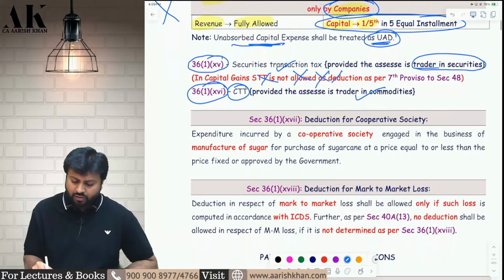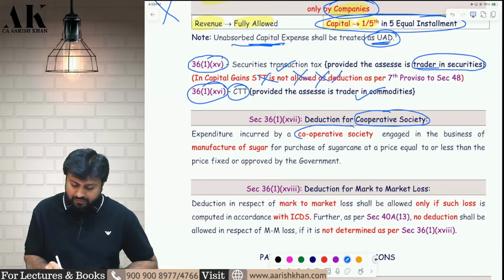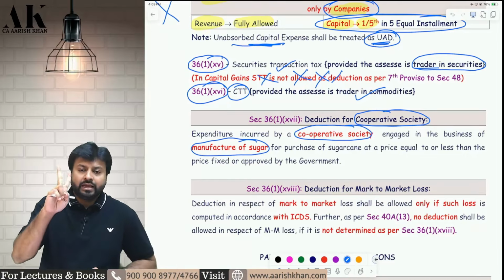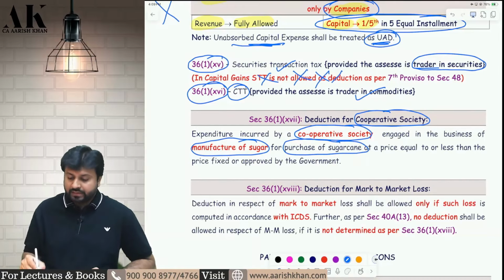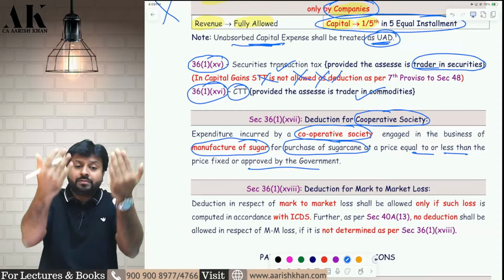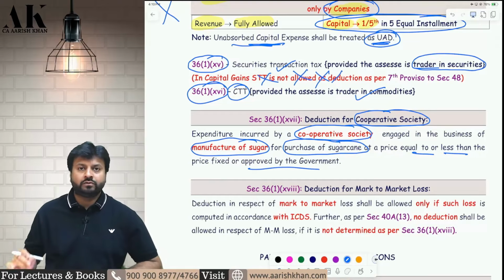Next, what about cooperative society, sir? For cooperative society, there is a separate section that if I am a cooperative society engaged in manufacturing of what? Sugar. I am a cooperative society engaged in manufacturing of sugar, and if I want to purchase sugar cane, then I have to purchase at a price equal to or less than the price fixed by the government. If I purchase at more than the price fixed by the government, then I will not be eligible for the deduction. I hope it is clear to all of you.